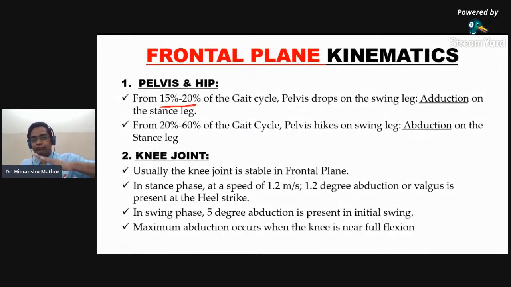Okay, probably it is into a flat foot condition. So in a flat foot phase of the gait cycle, the pelvis drops on the swing side. Okay, pelvis drops on the swing side because now it is preparing the stance limb for the single limb support.